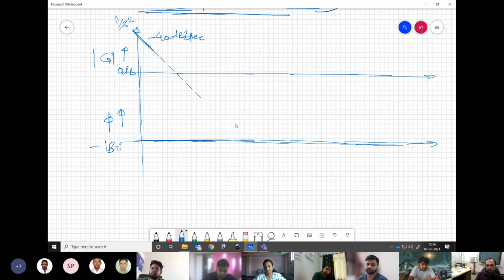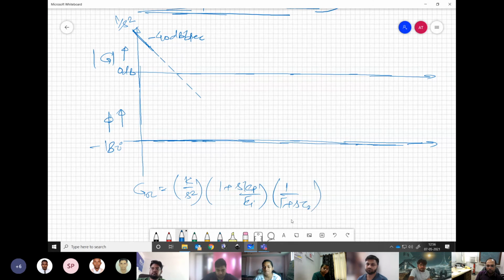and we are going to see an unstable system. Now what we do from this system, what we have GOL, some constant by s square into 1 plus s kp by ki into 1 by 1 plus s tau 2. So we have a 0 and a pole sitting in the system. This we try to place such that our slope changes to minus 20 dB per decade during when it is crossing this 0 dB line. And that is where our phase will improve and become more than minus 180 degree. Understanding my point?